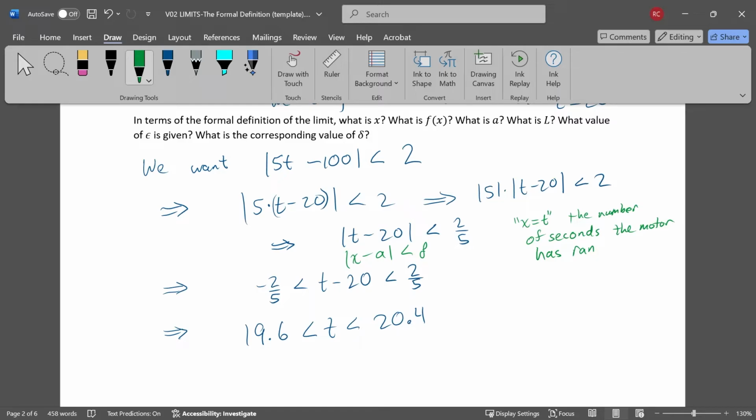And what is f of x? Well, f of x is really a function of t in this particular example. And this function is the amount of cable pulled by the motor over t seconds. Okay, what is a? Well, a is the ideal stopping time.